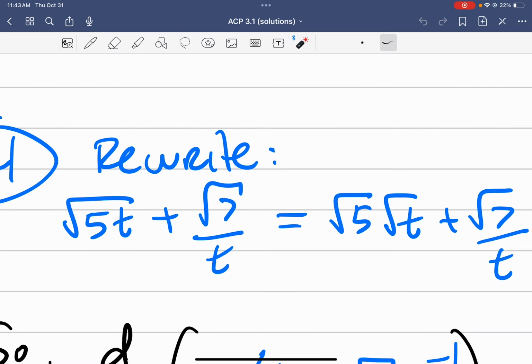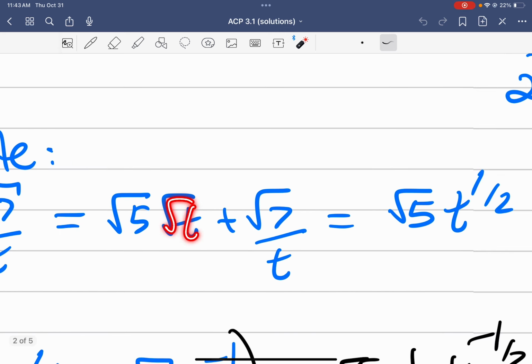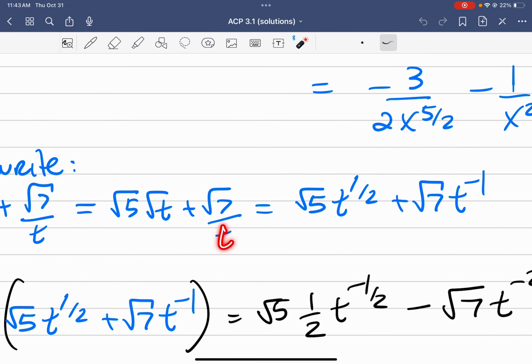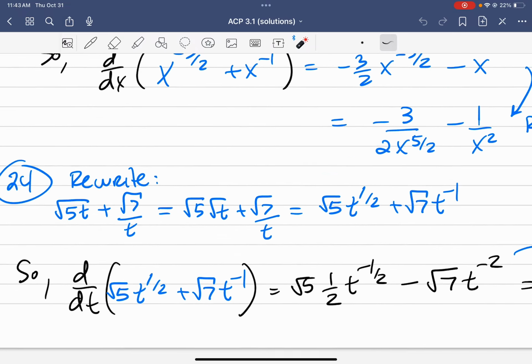Next, we just need to carefully rewrite. So if I have the square root of 5t, that's just root 5 root t. So I change that. But then root t is just t to the 1/2. And then the t on the bottom is t to the negative 1. So this is a nice function I can differentiate.